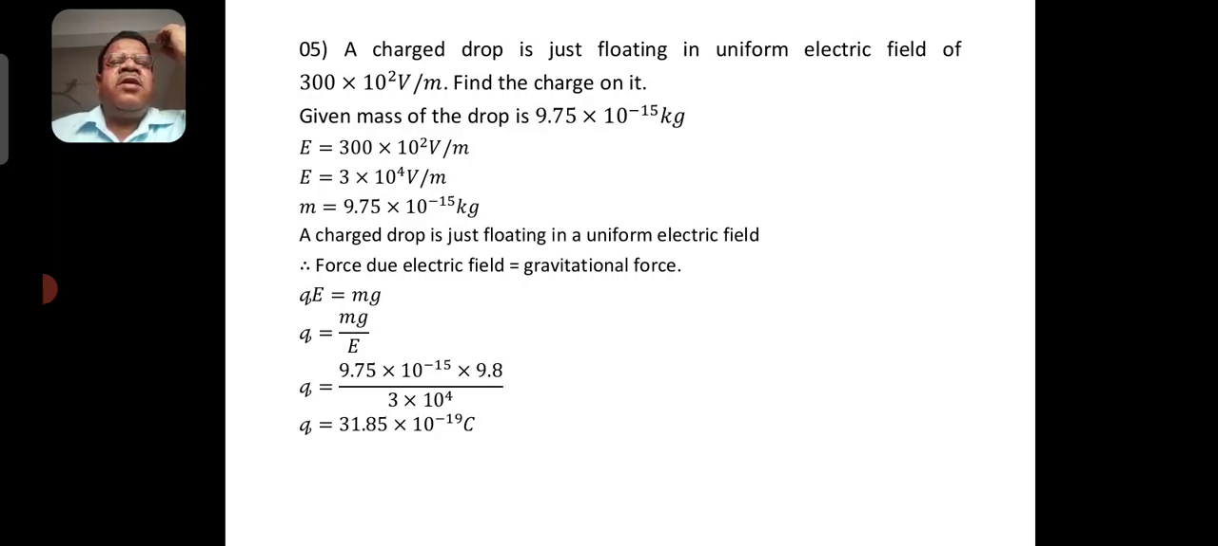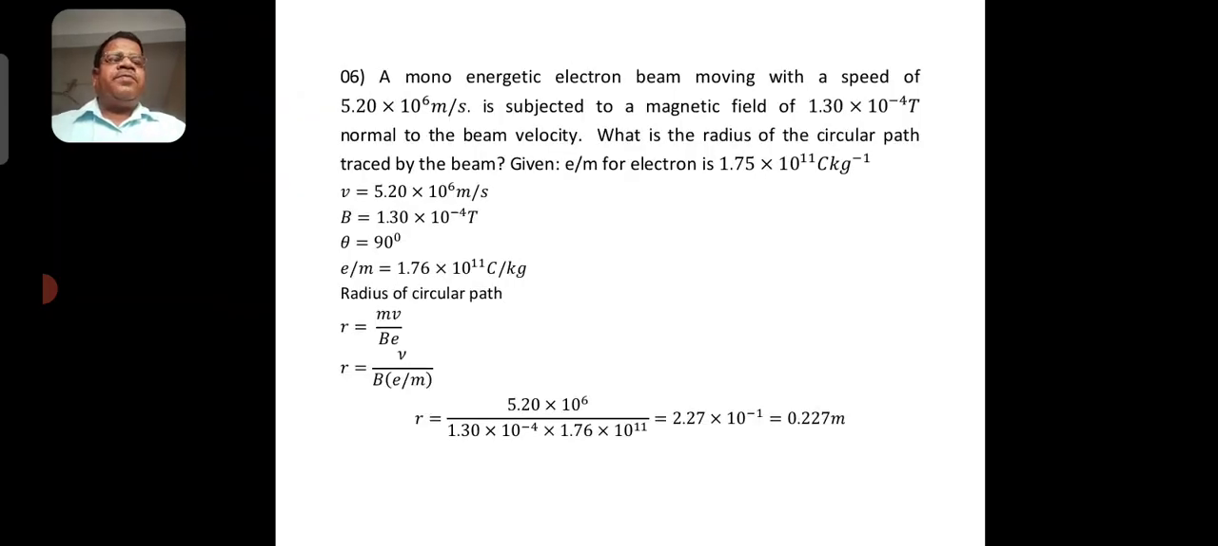The strength of the electric field is given, that is 300 into 10 to the power 2 volt per meter, that is 3 into 10 to the power 4 volt per meter. Then they told that charged oil drop is just floating in a uniform electric field. Therefore, force due to electric field is balanced by gravitational force. Therefore, Q into E equals M into G, Q equals M into G divided by E. After substituting the value of M, G and E, we get the charge on the drop as 31.85 into 10 to the power minus 19 coulomb.